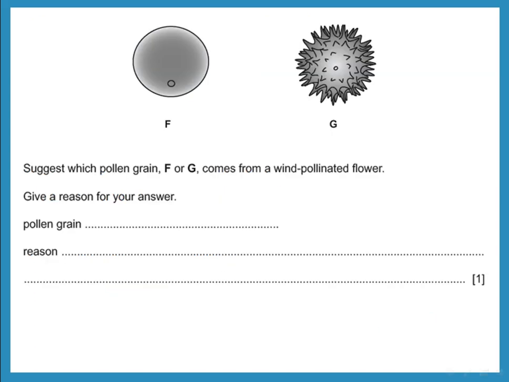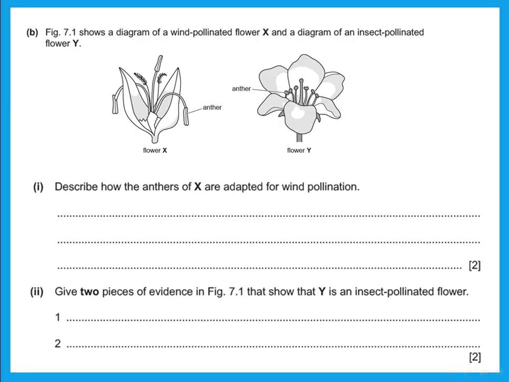Suggest which pollen grain comes from a wind-pollinated flower. Of course, if we look at the two pollen grains, the one that is from a wind-pollinated flower will be the one that has a smooth surface to be carried easily by the wind. So that is F. So remember that for wind-pollinated flowers, the pollen grains are smooth, light, small, easily carried by the wind.